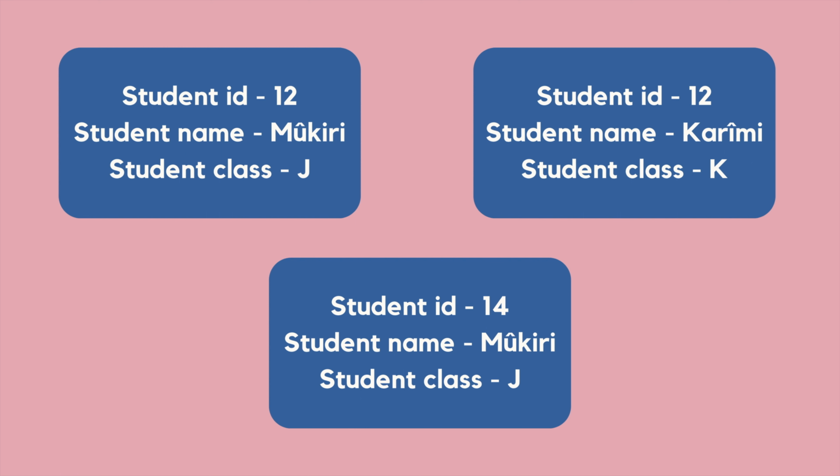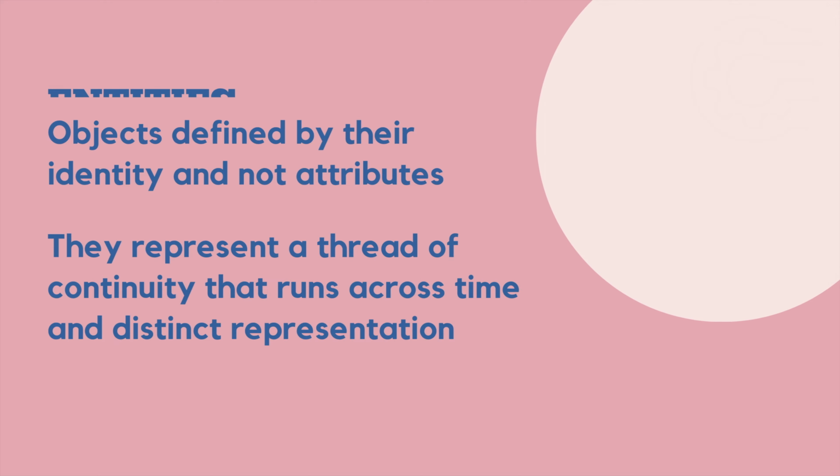When we look at the student on the bottom, that is student ID 14, we see they have the same name as the top left student. They're both called Mokiri and they have the same class, which is J. So if you look at them without the ID, they do seem like the same person, but they are 2 different people because they have different identifiers, they have different identities.